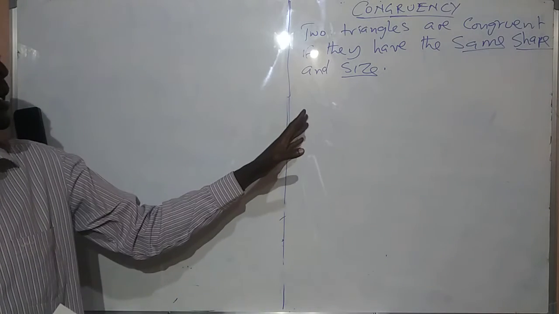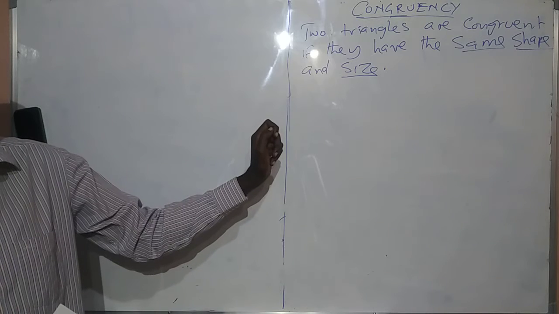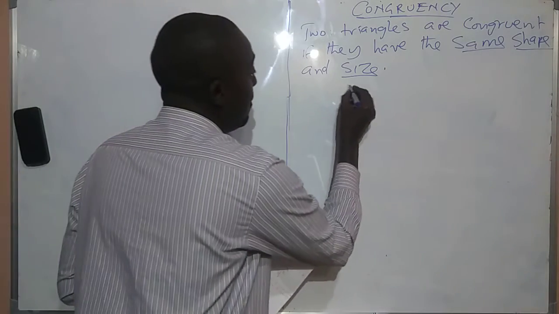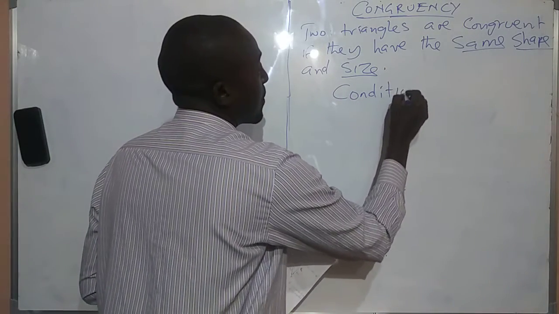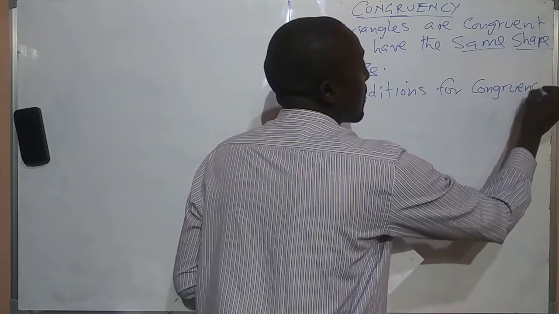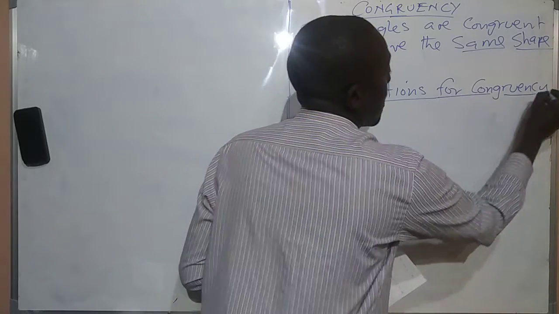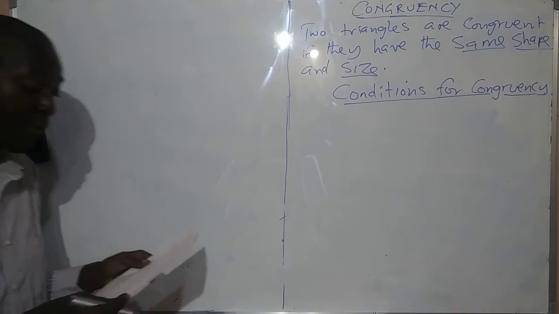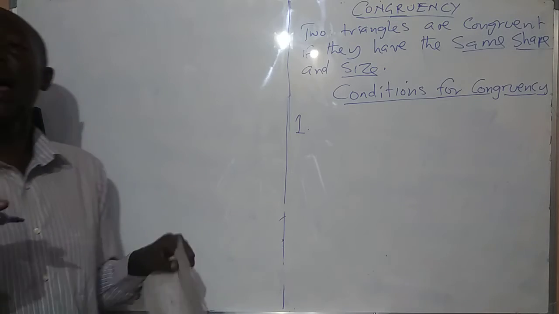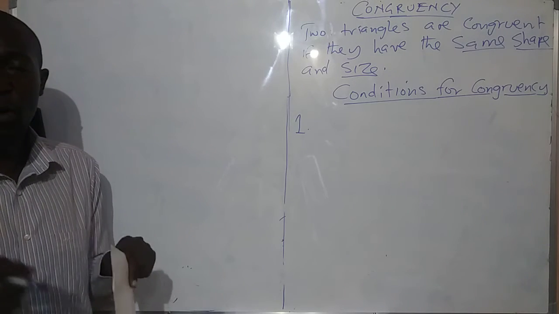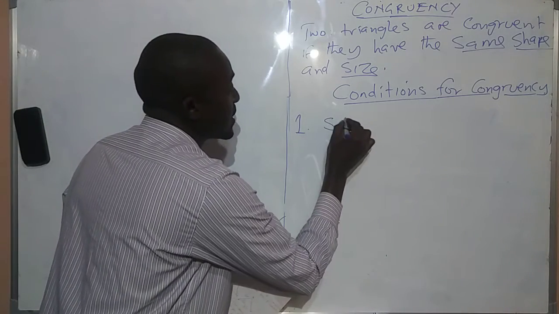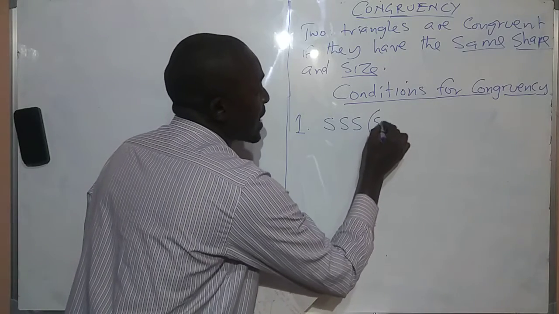So I'll write down the conditions that we have for congruence. So conditions for congruency. Okay, so let's look at the conditions that we have for congruency. Number 1, the first condition for two triangles to be congruent, not similar, congruent, is what we call SSS. In brackets here, I'll say side.